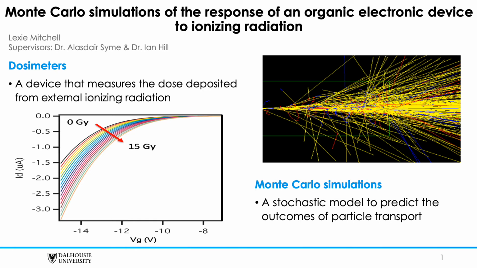This is some preliminary data of the device responding to dose. We can see how the current at the drain is shifting with increasing dose, so we know the device works. To see how the dose is being deposited in different layers of our device, we can use Monte Carlo simulations, which is a stochastic model that predicts the outcomes of particle transport by using probability distributions, going particle by particle.